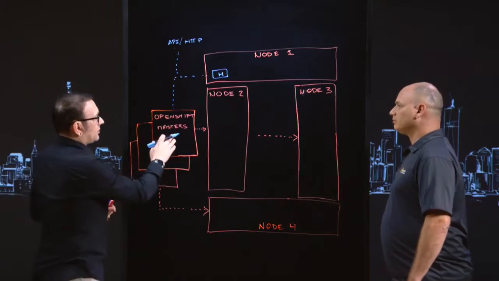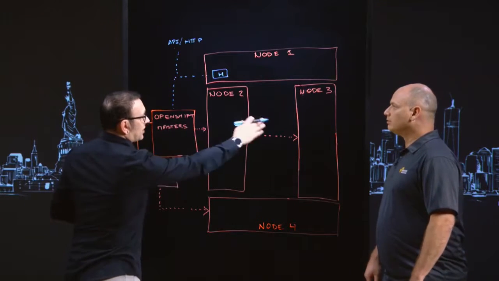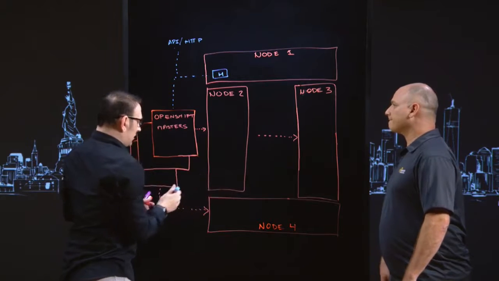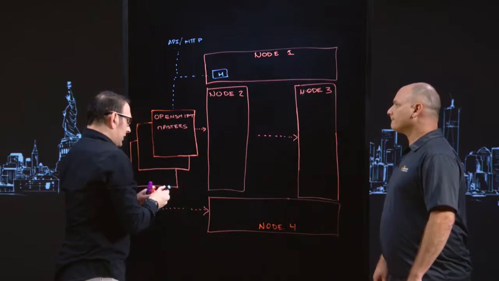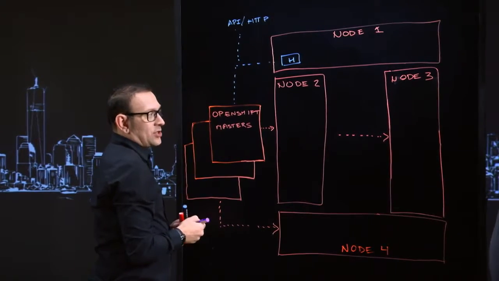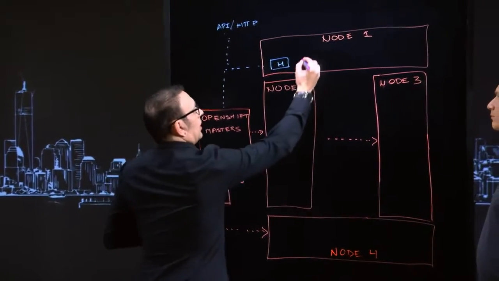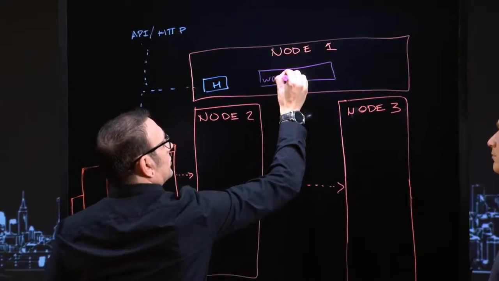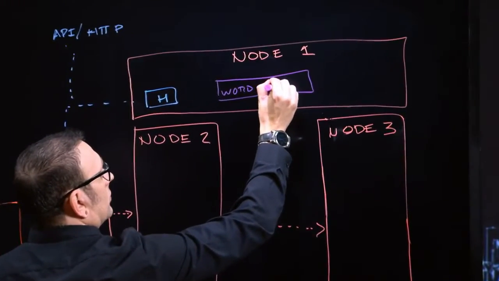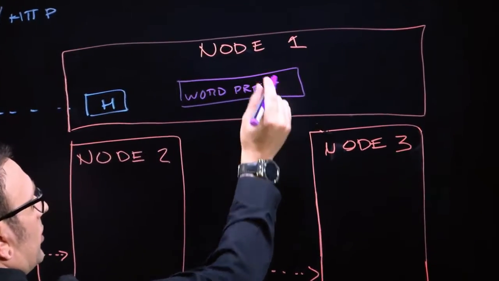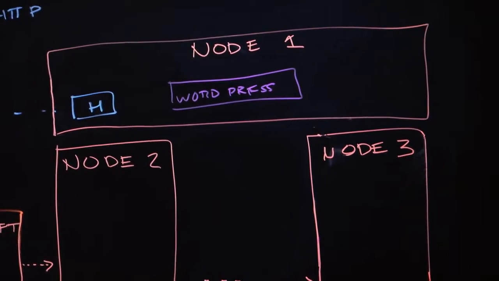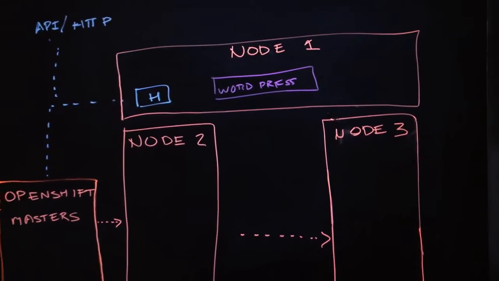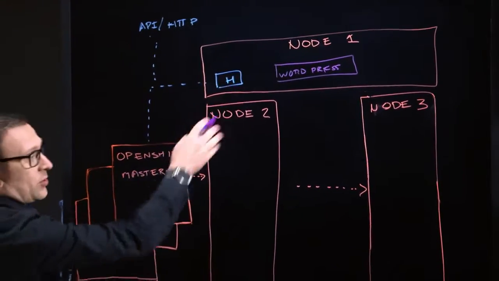Correct, and as you can see here, the OpenShift master nodes talk to each of the other individual nodes. So let's say, for example, you're deploying a regular application, a regular pod, and that pod doesn't need any persistent storage. You could deploy WordPress over here on this individual node. That's an application node. Okay. And since it has no persistent storage, it's totally fine to run there.